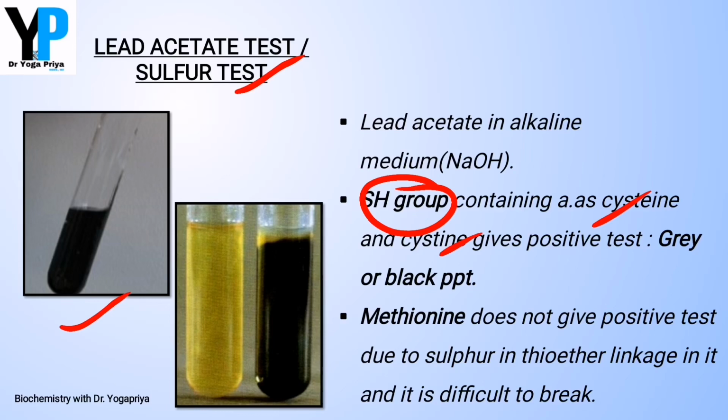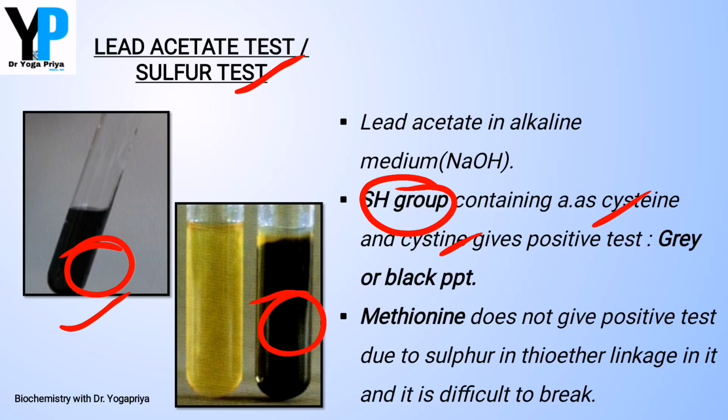Then cool it and acidify it with dilute HCl. Then you add 1 ml of 5% lead acetate solution and warm it. The end result you can see here: a grey or black color precipitate is formed, which shows the positive result. The main reason behind this black color formation is the sulfur in the sulfur containing amino acids, for example cysteine and cystine of the protein, in the presence of the alkaline medium provided by the sodium hydroxide, gets changed to sodium sulfide, and this reacts with the lead acetate to form lead sulfide, which imparts the black color to the precipitate.